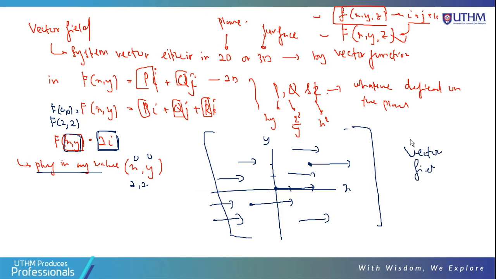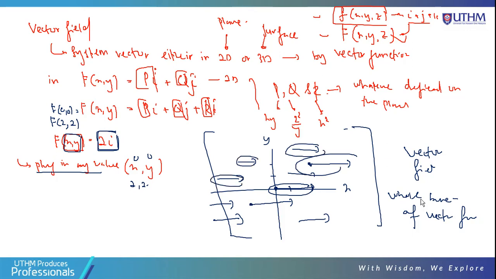The system is a bunch of vector fields, or a whole bunch of vector functions: for 0, 0 here, for 2, 2 here, for 1, 3 here. So all the points have a vector function. The bunch, the collection, we call the vector field. Okay, let's do another example.